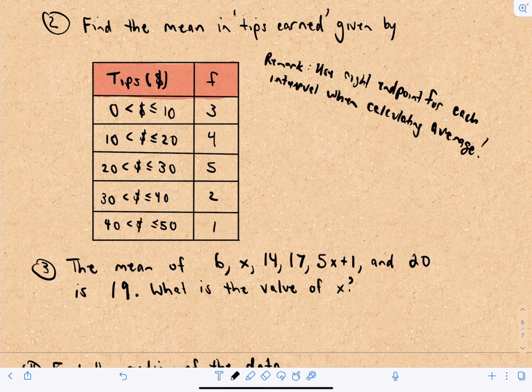This one's a little tricky because, for example, in the first one, we're trying to find an average. We know that the person made tips greater than $0 but less than $10. Well, how much did they make? Their average is going to be much different if they made $1 3 times versus if they made $10 3 times. So for each interval, for the first one, you'll assume they made $10 3 times. So that's what I'm saying when we're going to use the right endpoint.